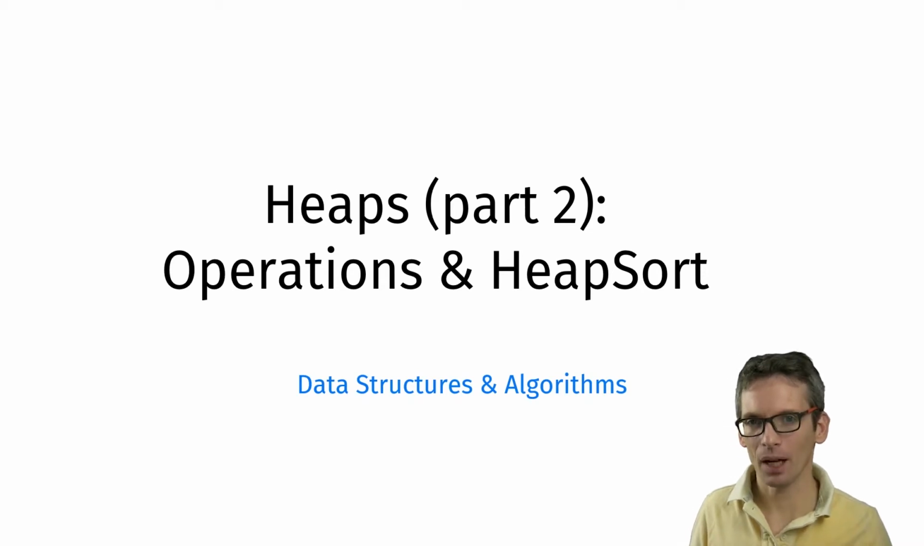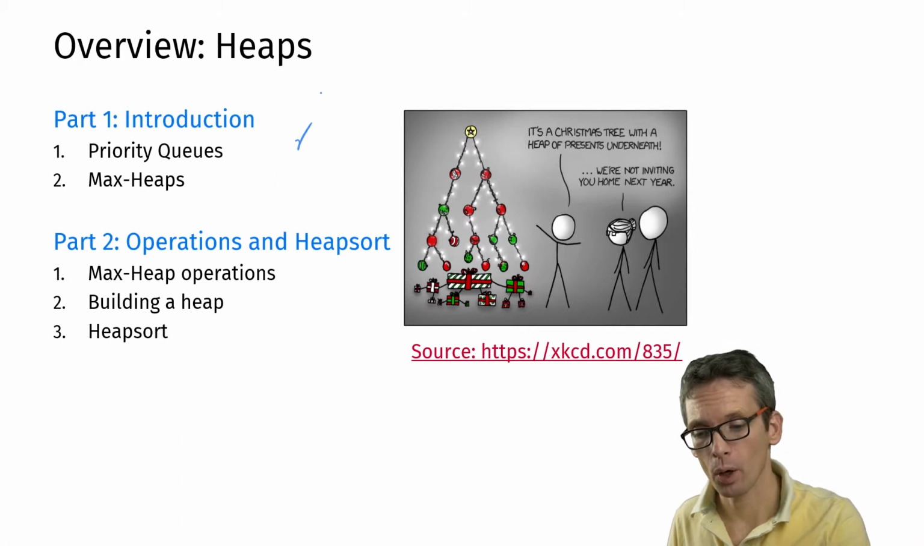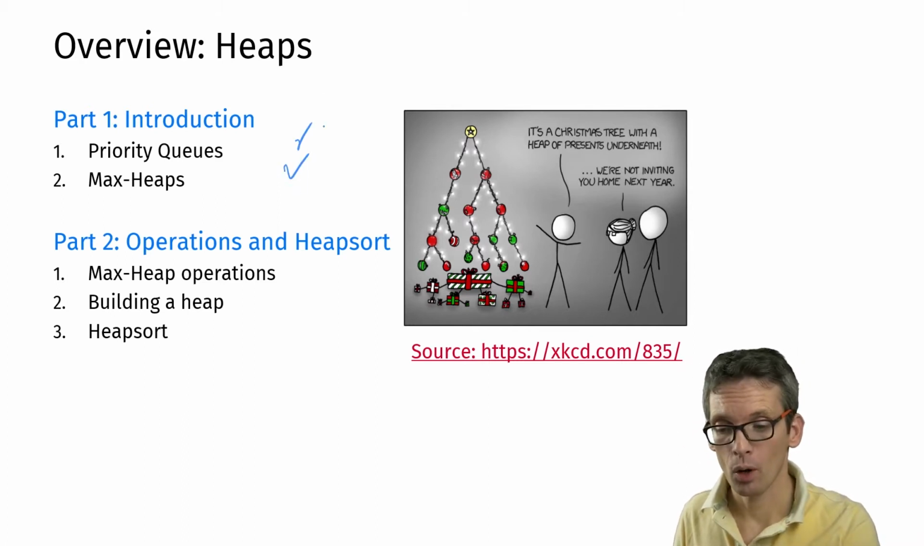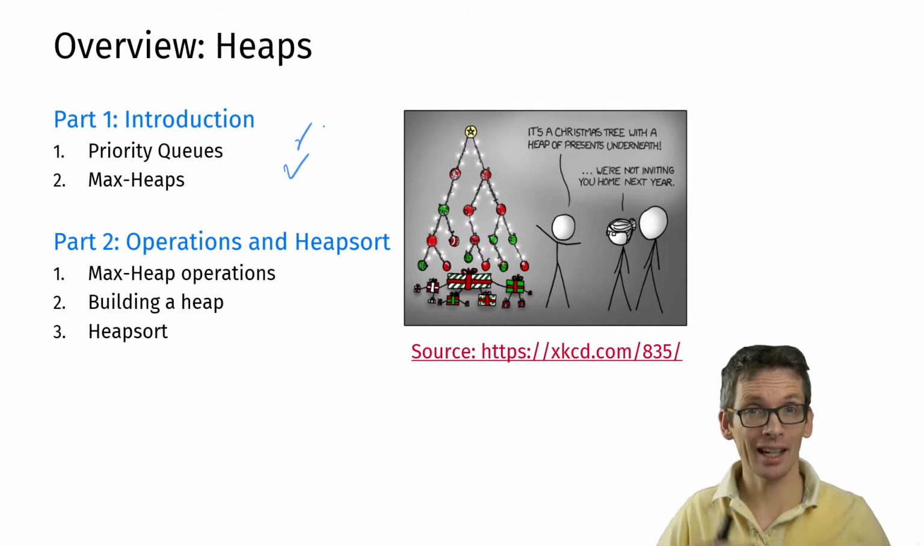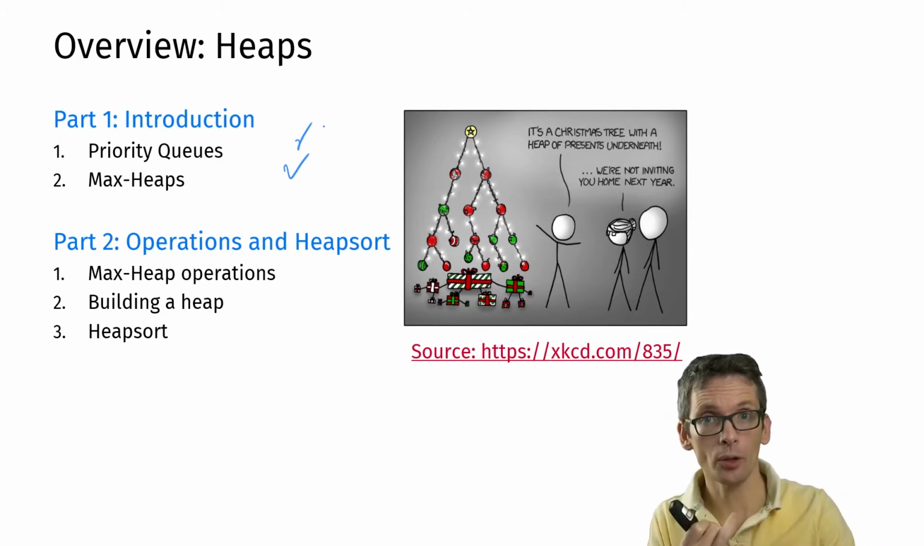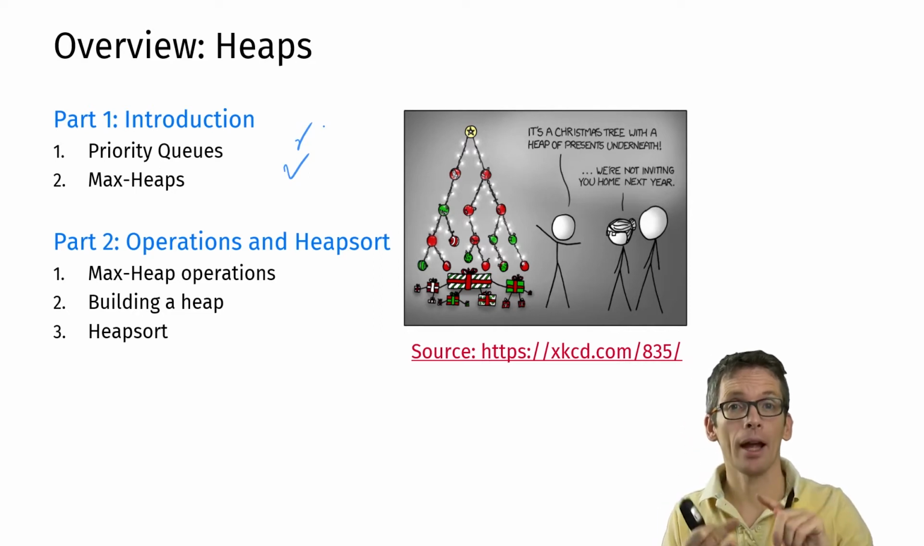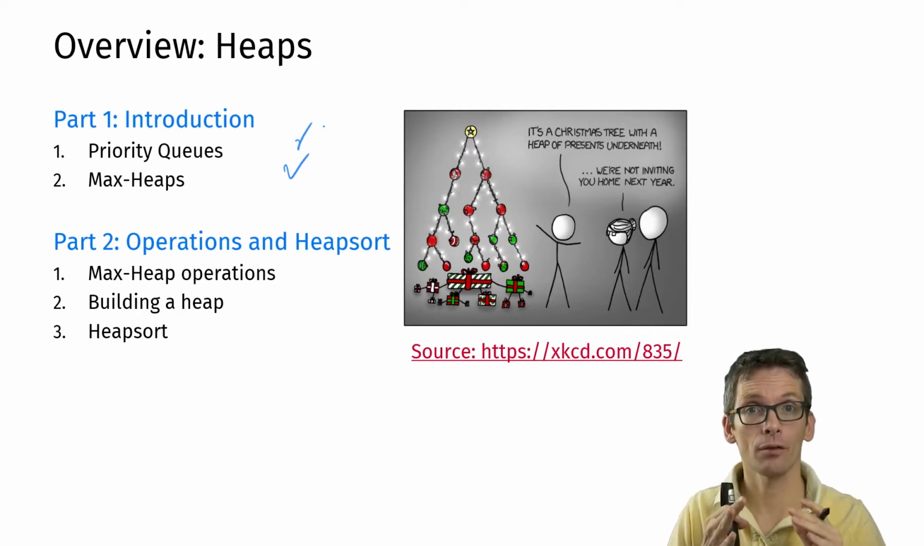Welcome to the second part of our series on heaps. So at this point you know what a priority queue is, you know what a heap, and in particular a max heap is, and how we are storing a max heap. And what we're going to look at now is how to implement the operations for a max heap, how to efficiently construct a max heap, and how to use this for sorting.